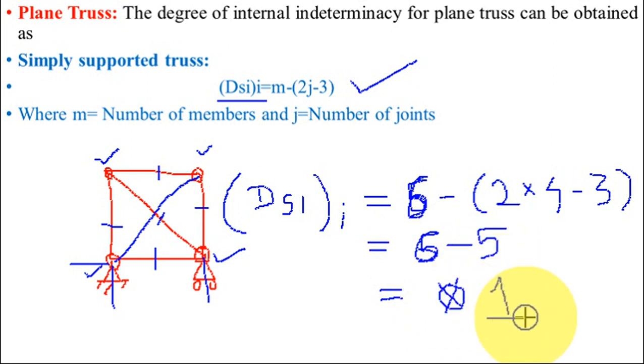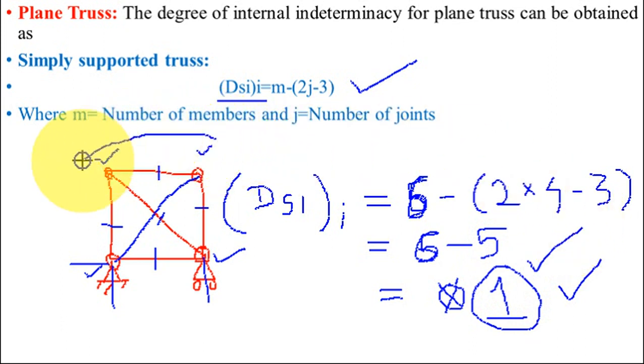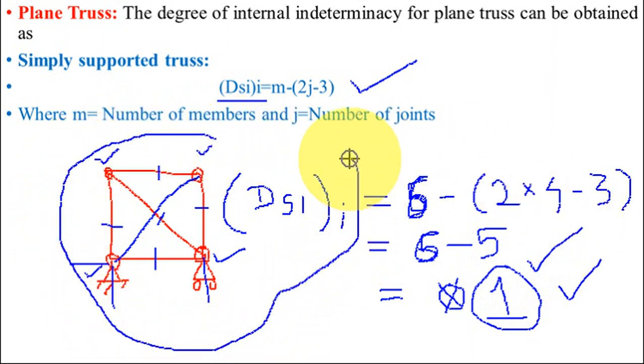It means that the modified truss has a degree of internal indeterminacy equal to 1. So it is internally indeterminate to degree 1. It means that the truss has one member in excess, or one member is redundant. So the given truss is statically indeterminate internally, or it is a redundant truss having one member in excess. So in this way for a plain truss we can calculate the degree of static indeterminacy. Plain truss means this is a simply supported truss.